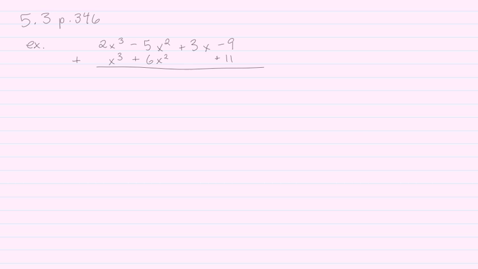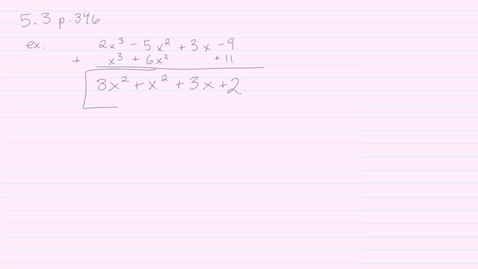So in my first example, I have 2x cubed minus 5x squared plus 3x minus 9 plus x cubed plus 6x plus 11. So when I add vertically, that is 2x cubed plus 1x cubed, so that is 3x cubed. I want to make sure I line them up according to their terms, so that's a negative 5 plus 6, so that's a positive x squared, 3x plus a 0x, so that's plus 3x, and a negative 9 plus 11, which is a positive 2.